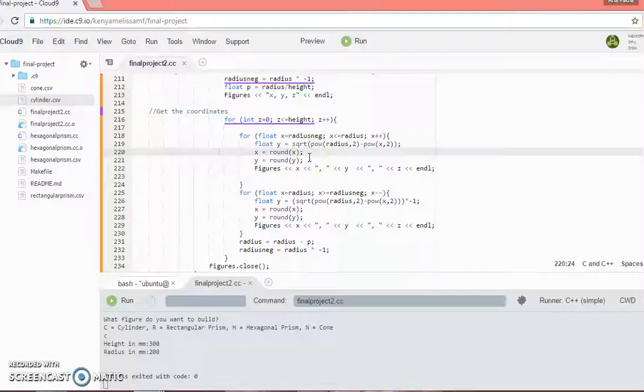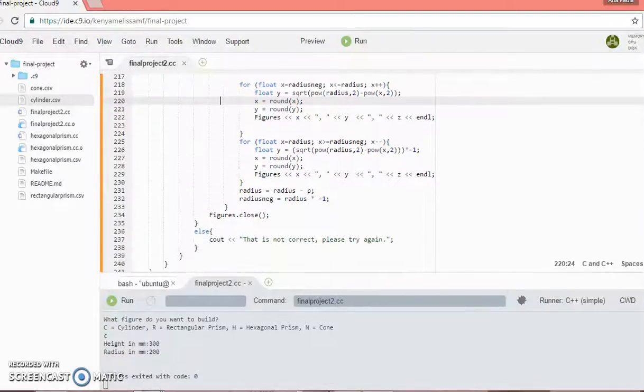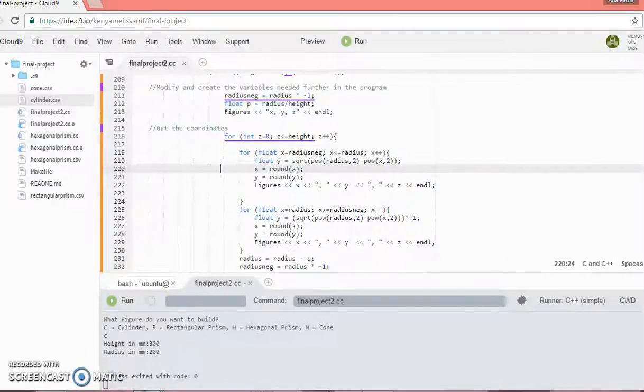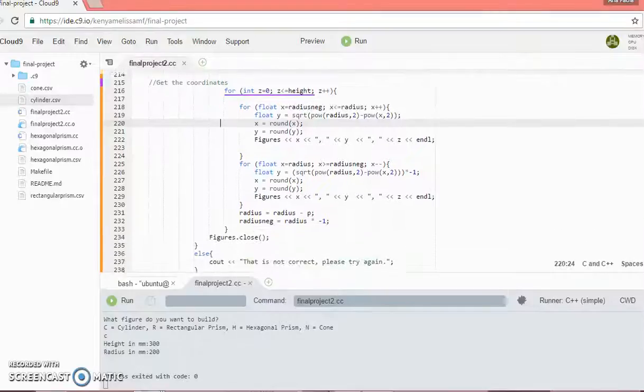And then also, as we did with the cylinder, for the lower part of the circle, we're going to use the same, but the y is going to be multiplied times -1. We also round it, and we have our coordinates. And it's important to know that the radius is going to be radius minus p, because as the cone goes upper and upper in the height in the variable z, the radius is becoming smaller. And as we said before, it becomes smaller at a rate of change of radius divided by height, which is p.